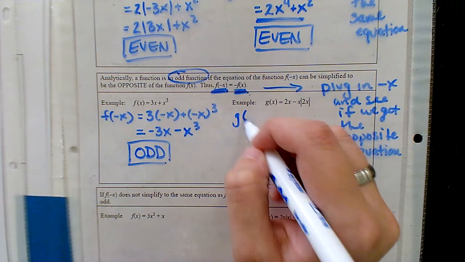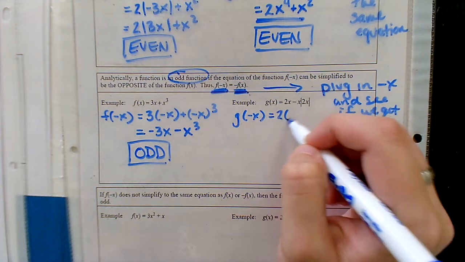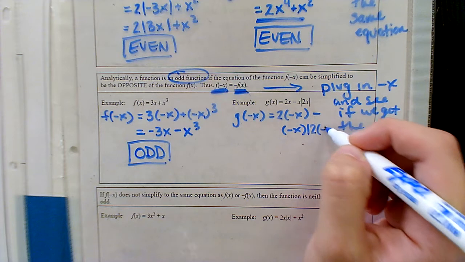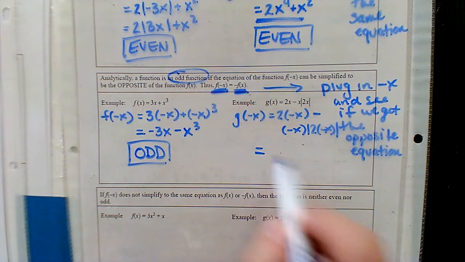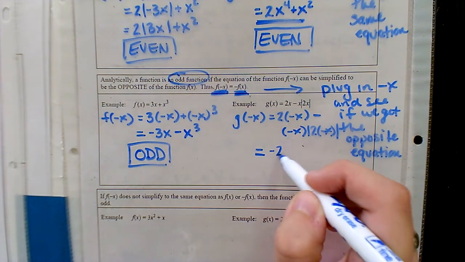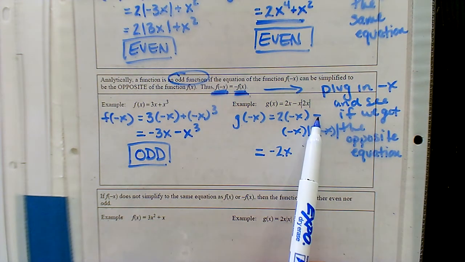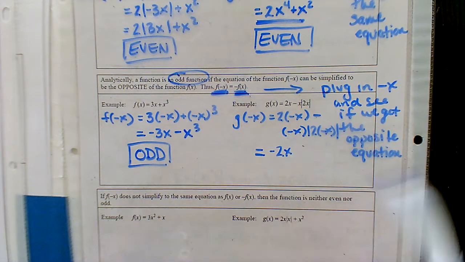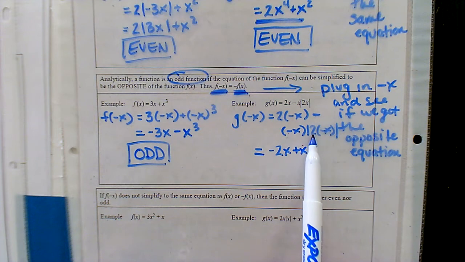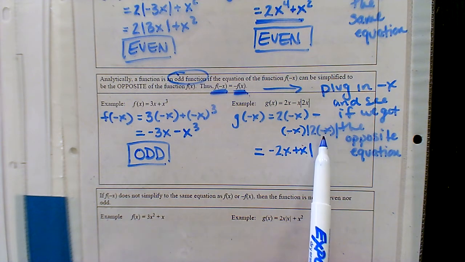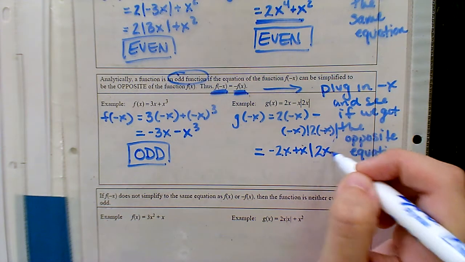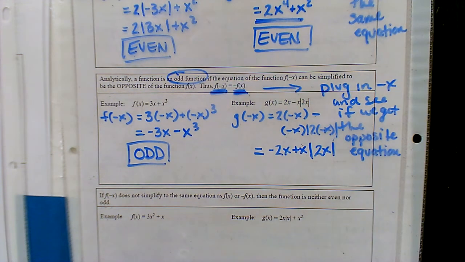All right, let's try the next one. Okay, 2 times negative x is a negative 2x. We have a minus negative x, which would change to a plus. And 2 times negative x is negative 2x, but the absolute value of negative 2x changes to positive.